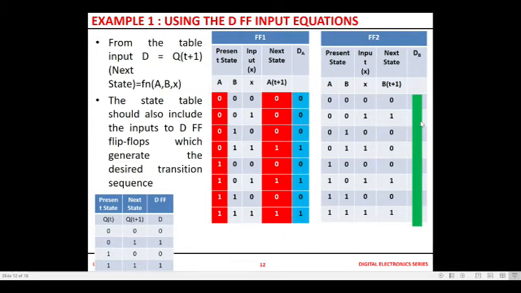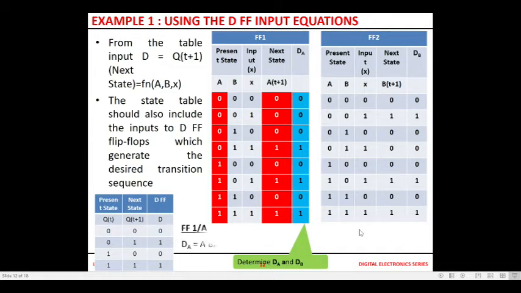The same for this. Let me take another one here. If the present state is 1, the next state is 1, what should be at D? Should be 1. So you do that, you determine dA and dB, and then you derive the equations, min terms, max terms of dA in terms of ABX, dB in terms of ABX. So those are the equations below.